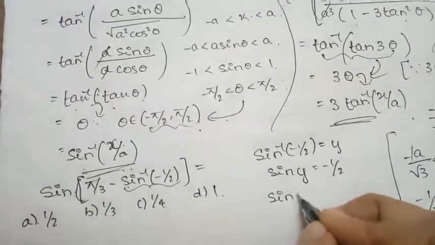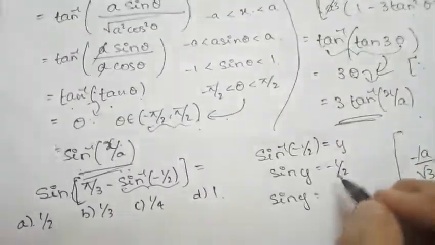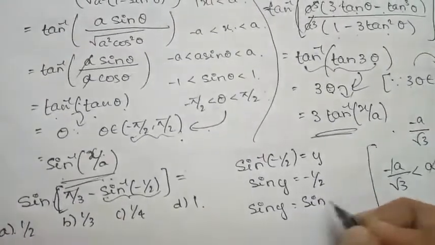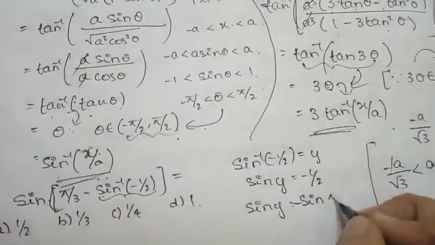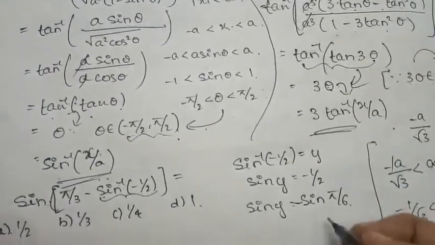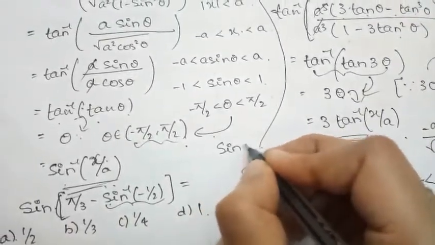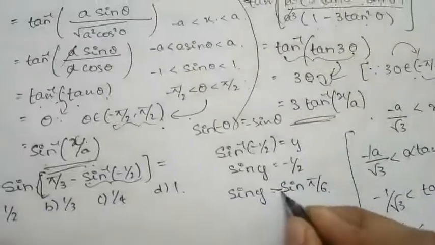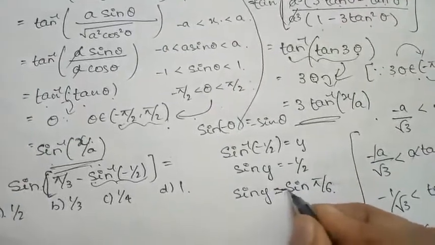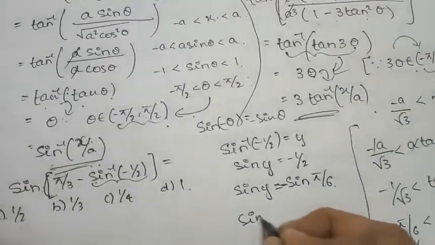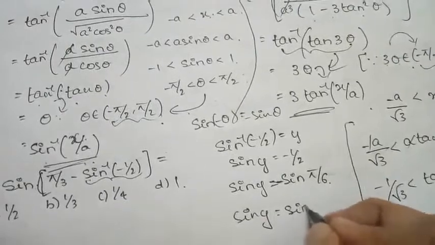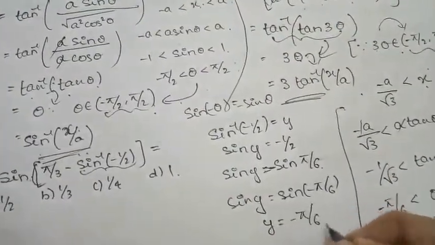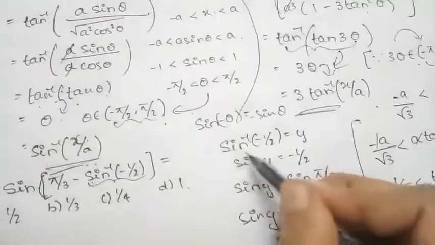So for which angle, for which trigonometric function do we get minus 1 by 2? It is nothing but minus sine pi by 6. And we know that sine of minus theta is equal to minus sine theta. So here minus sine pi by 6, I can write as sine of minus pi by 6. So clearly the value of y is minus pi by 6. So y is nothing but this value.